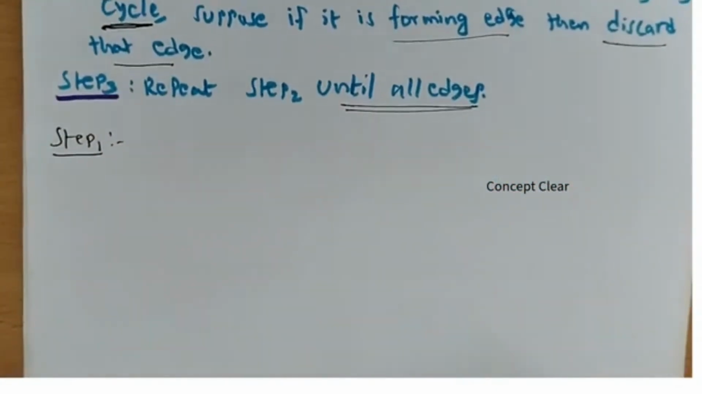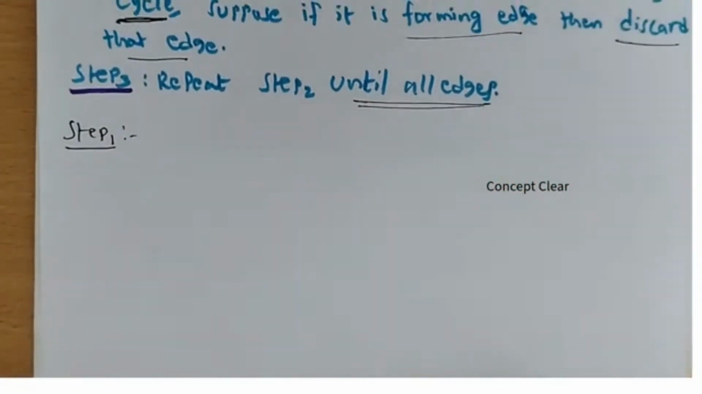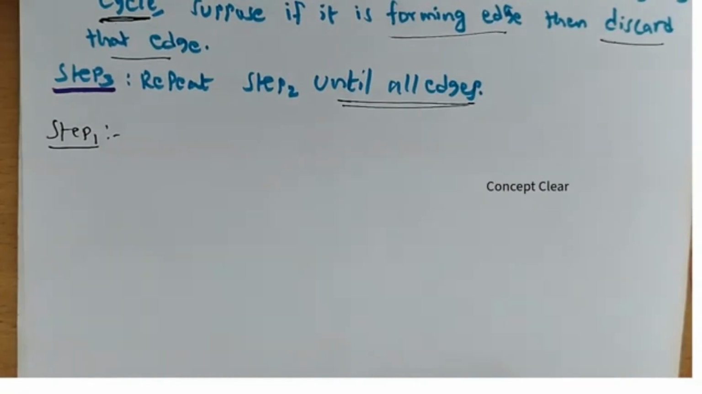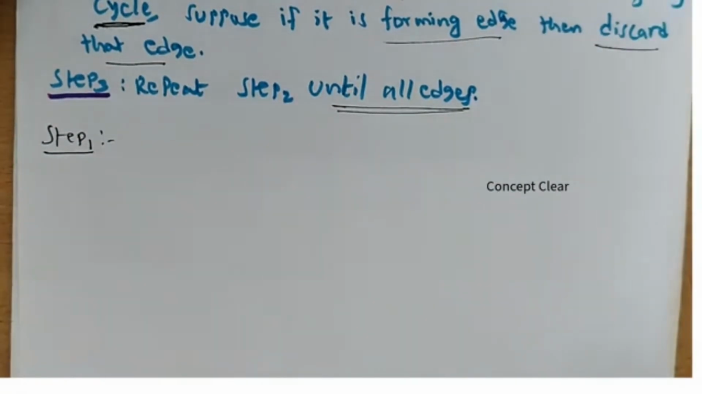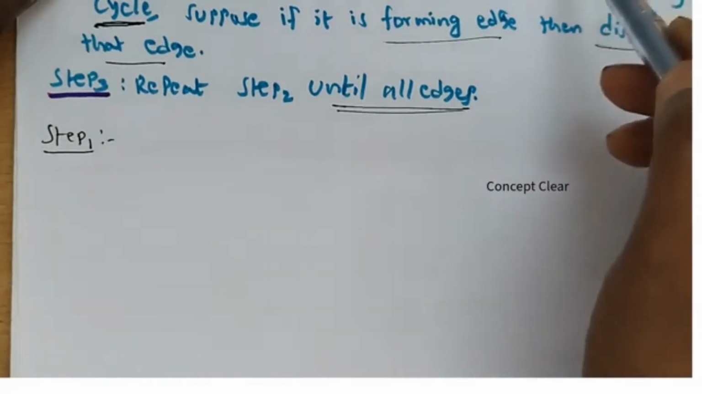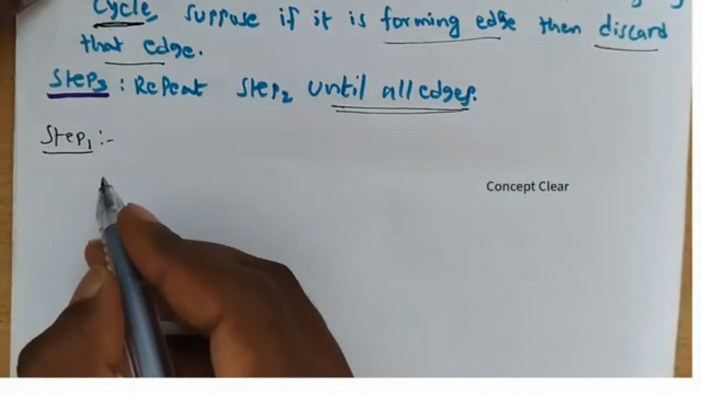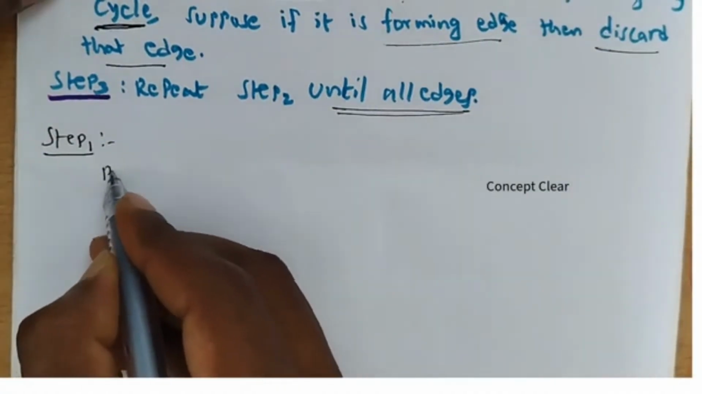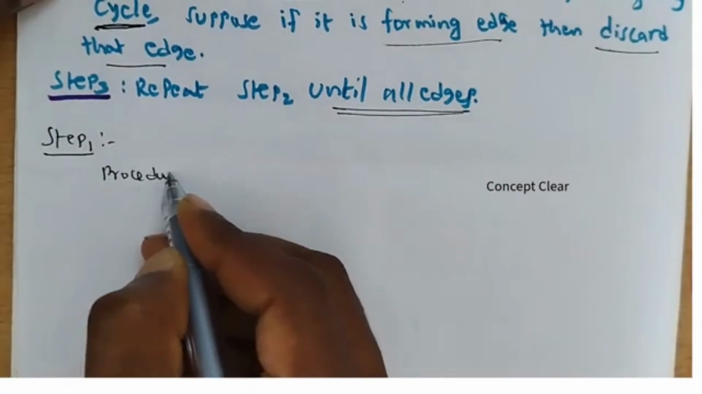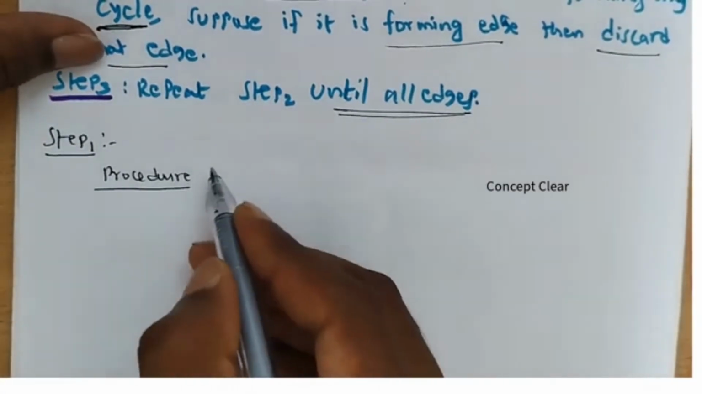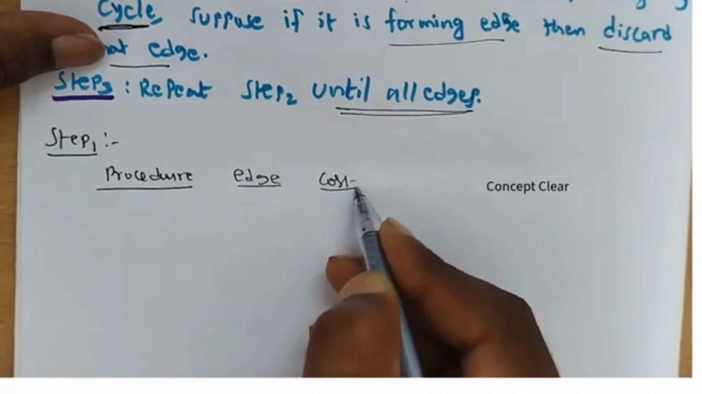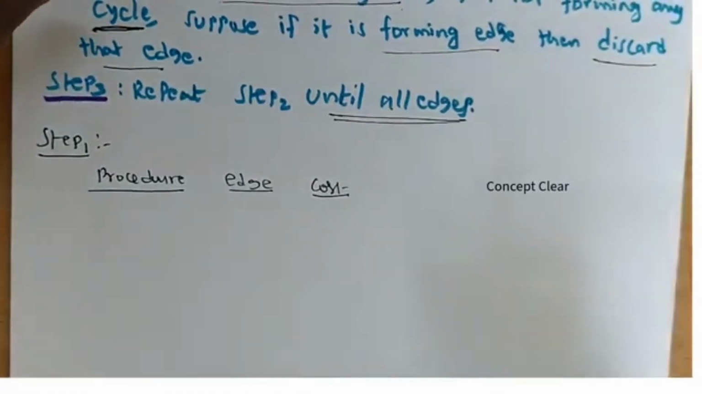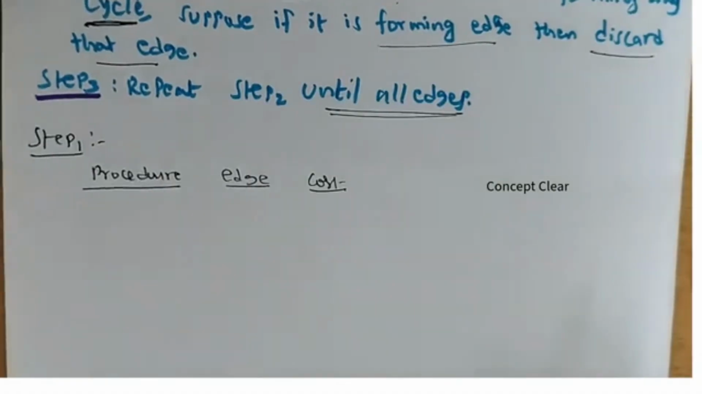Okay, step 1. What is the step 1 procedure? We have to arrange all the edges in ascending order based on their cost. So here I am writing the procedure: edge, cost.